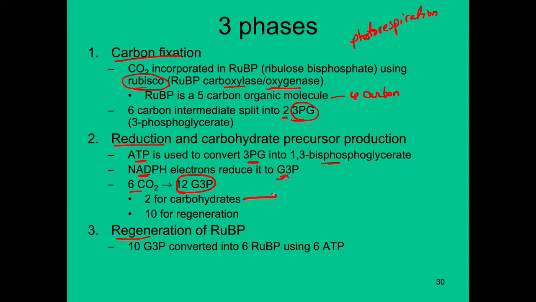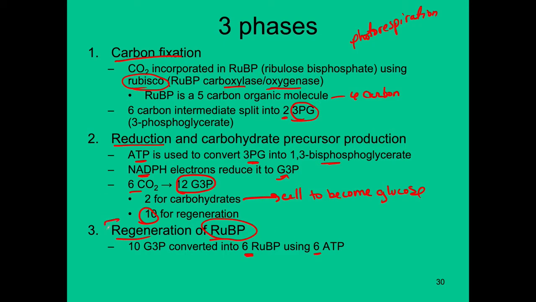2 of those are going to go out to the cell. Now we are assuming, because most of the time this is what happens, those 2 are going to be put out into the cell to become a carbohydrate, in essence, to become a 6-carbon glucose. However, 10 of them are going to be used for regeneration, which brings us to step 3. We need to make some RUBP. So it takes 10 G3Ps to be converted into 6 RUBPs, and this utilizes 6 ATP.